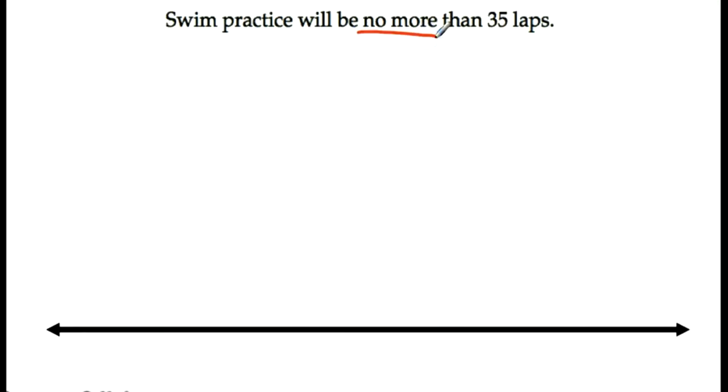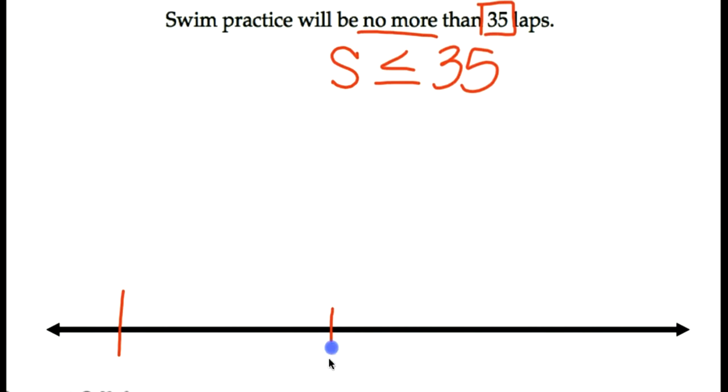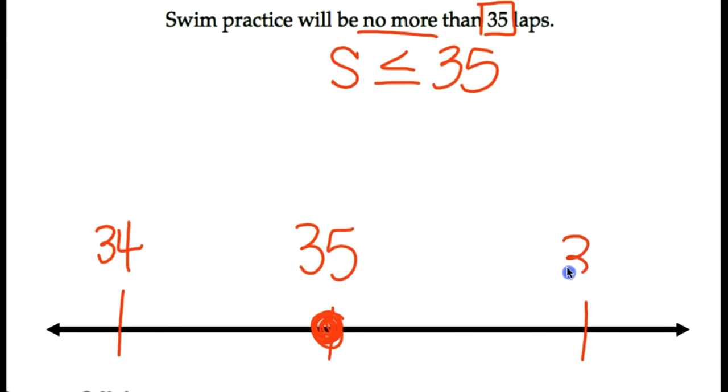Swim practice will be no more than 35 laps. So no more than, and you represent no more than with less than or equal to. Swim practice I'm going to represent with an S, and 35 laps is the number I use in my inequality. I have 3 tick marks. The middle tick mark is the number I see in my inequality, and I have a colored in circle. I have one less than and one greater than. See which one makes it true.